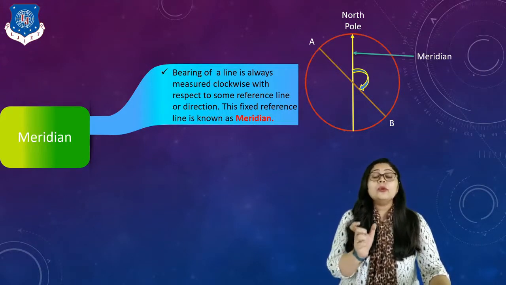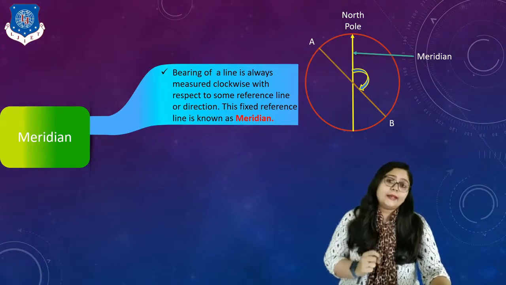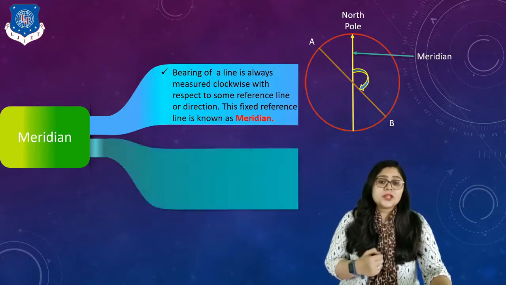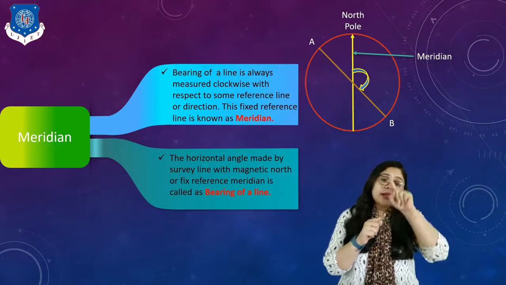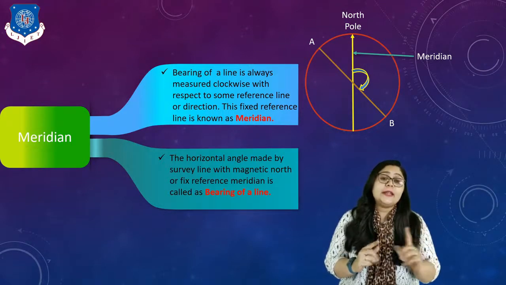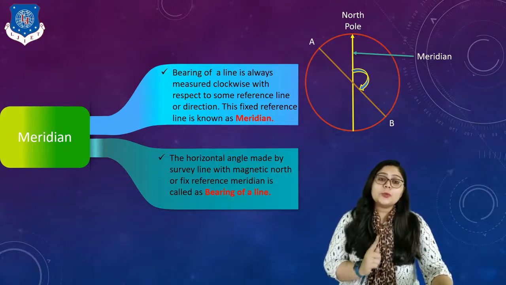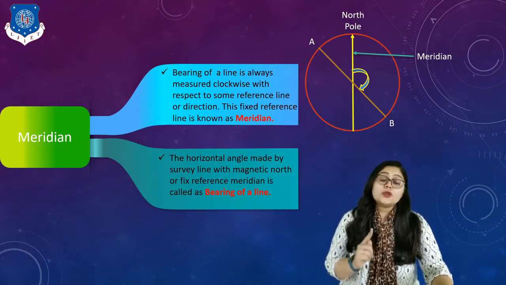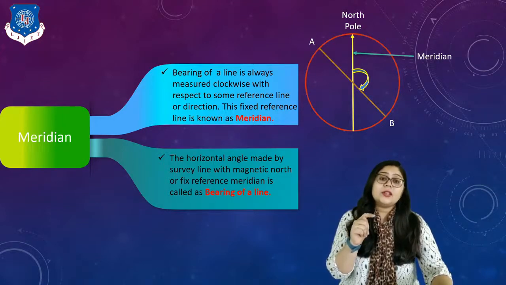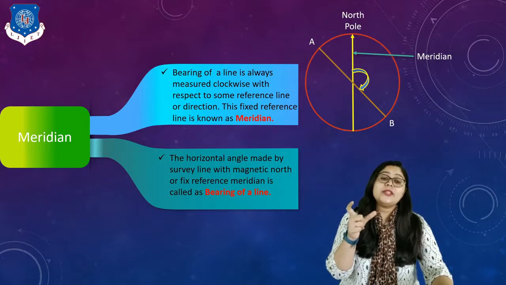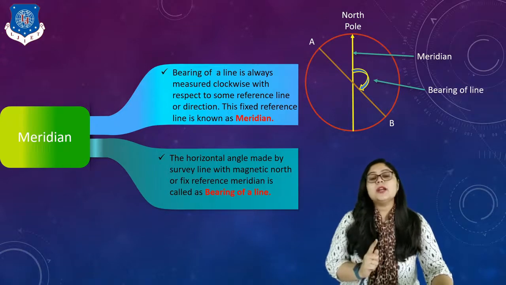But when I want to write its definition, the first term itself says the bearing of a line. So now what is the bearing of a line? Generally, the horizontal angle made by a survey line with the magnetic north or a fixed reference line is known as the bearing of a line. So here our reference line is the north pole and it is known as the meridian. With reference to that north pole, we take the horizontal angle in a clockwise direction to our survey line, which is survey line AB. That is clearly shown in this figure, and that angle is known as the bearing of the line.